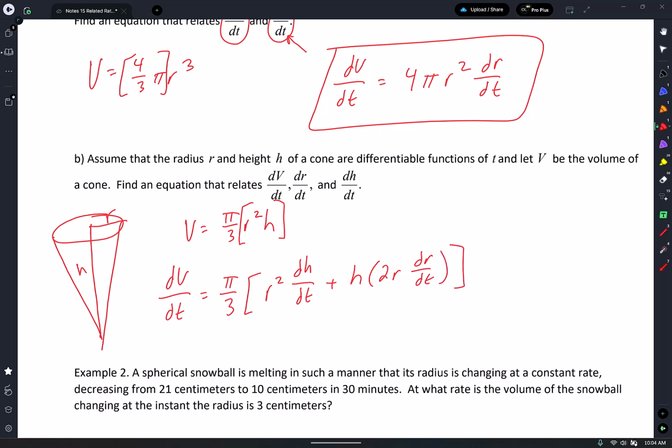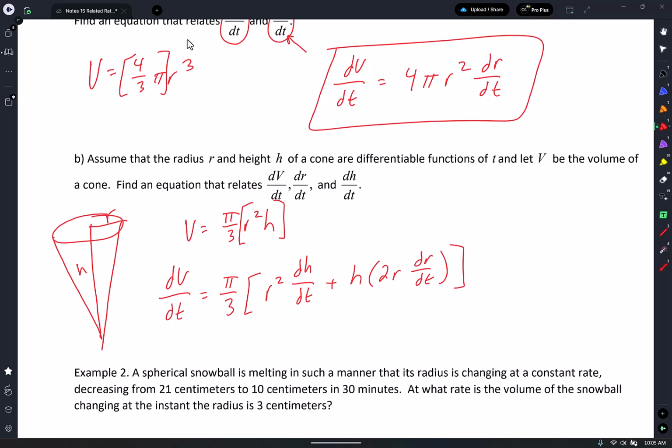Is anyone confused? Tell me, where did I leave you? You could have grouped the pi over 3 with the r squared if you wanted to. I decided to just leave it alone because that's just a constant. And I did product rule. First, derivative of the second. What's the derivative of h with respect to t? dh/dt. Plus second, h, times derivative of the first, the derivative of r squared: 2r dr/dt. It's just a constant.